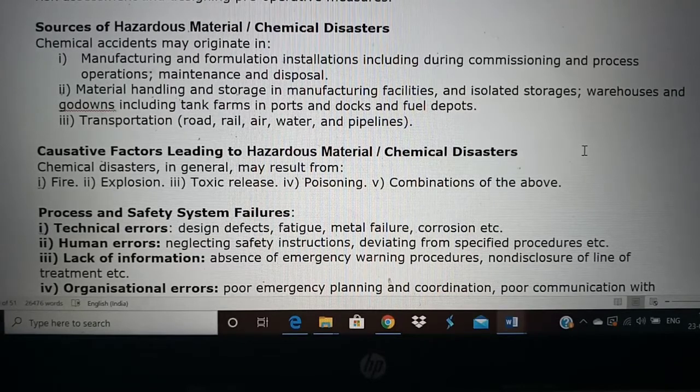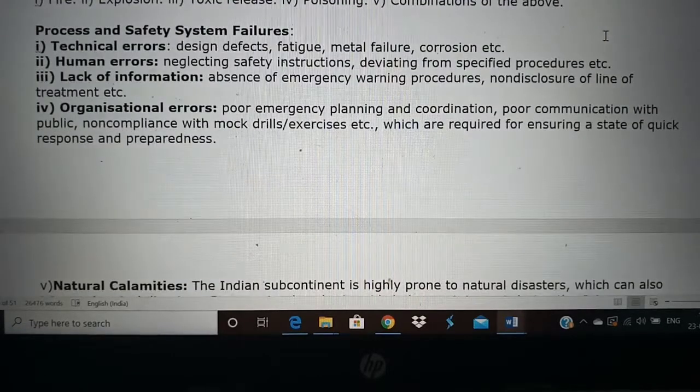So what are the causative factors leading to hazardous materials? Usually there are chemical disasters like fire, explosion, then a toxic release or poisoning, or a combination of all these four. Whenever there is an explosion, there is fire. Whenever there is a fire, there can be an explosion. When there is fire and explosion, it can release toxic substances and it can lead to poisoning.